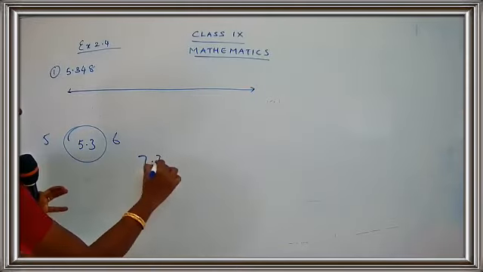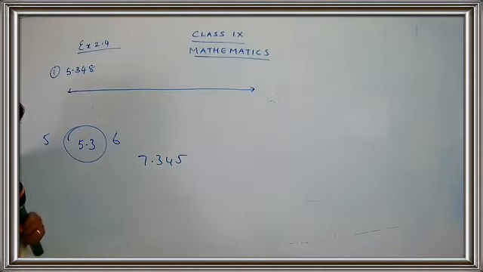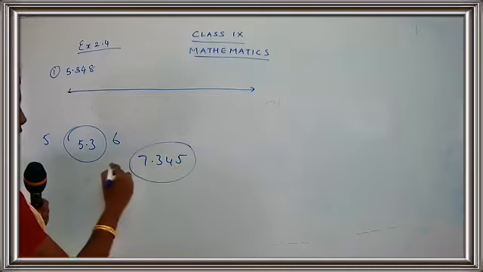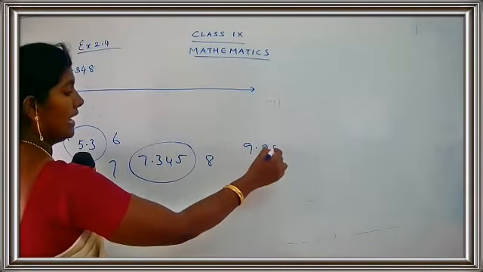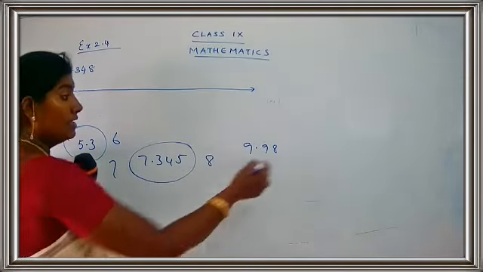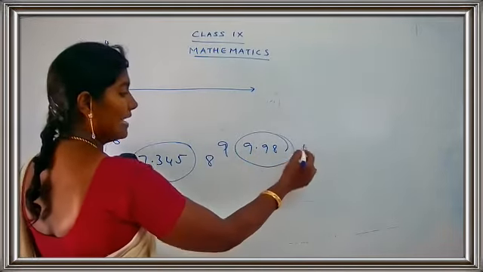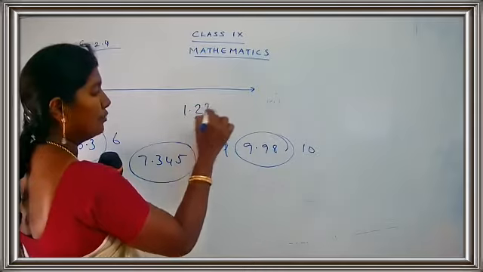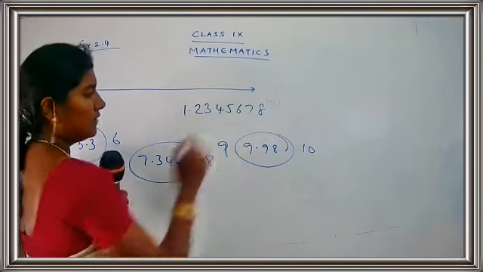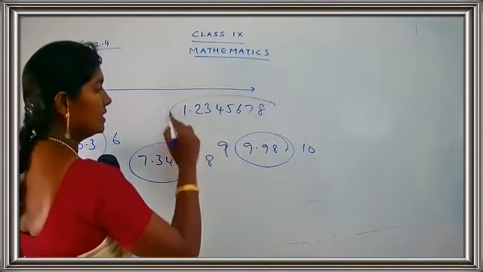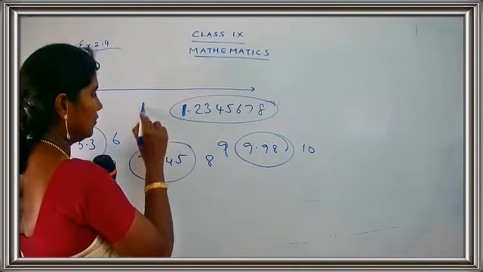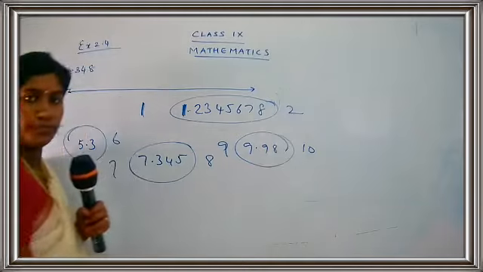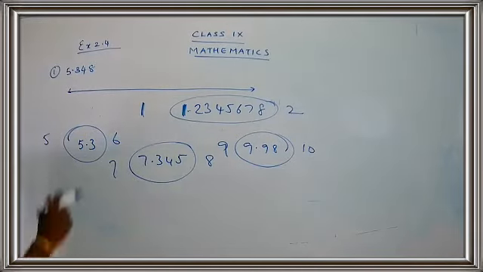If I talk about 7.345, where is this number going to lie? This number is going to lie between 7 and 8. If you have 9.98, this number is going to lie between 9 and 10. If you have 1.2345678, this number is going to lie between 1 and 2, since it's 1 point. Getting my point?